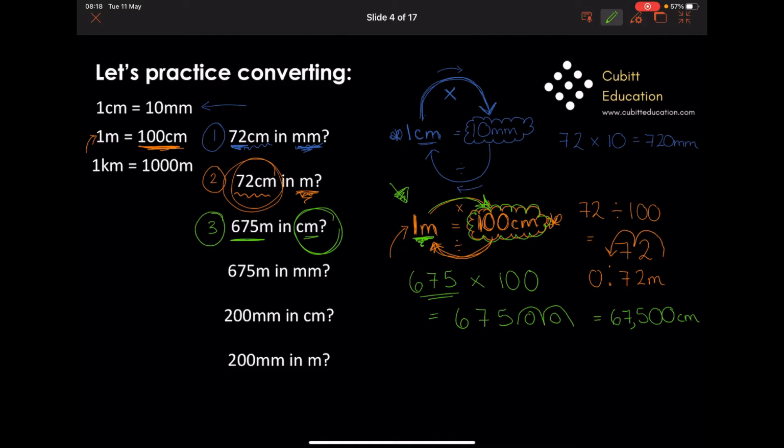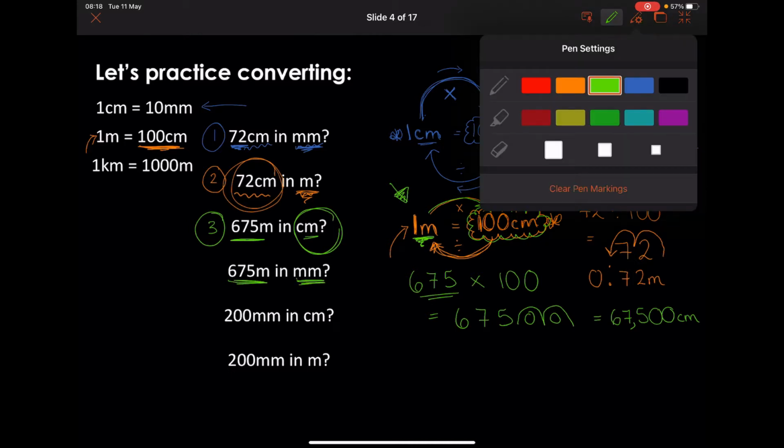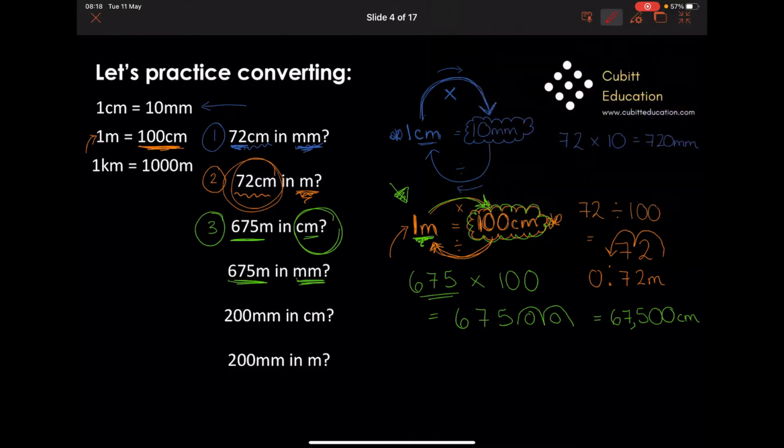Okay, now let's do another one. We're getting a bit trickier now. I want to know what 675 metres is in millimetres now. Millimetres. Let me change my colour again. Okay. So with this question, number 4, we already know what 675 metres is in centimetres. We've just worked it out here. Okay. So what I want to do is convert that now to millimetres.